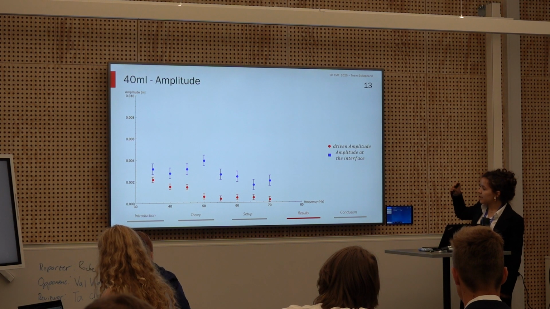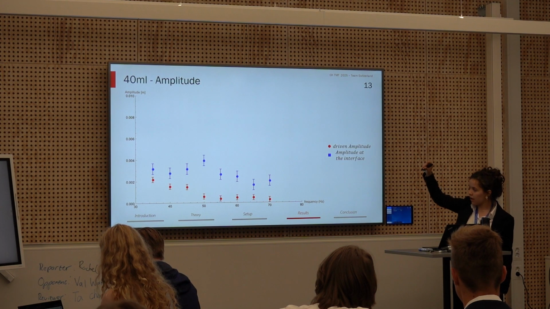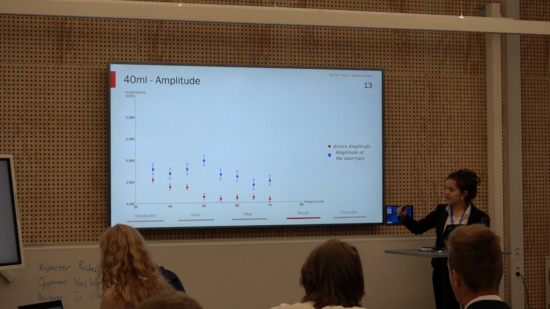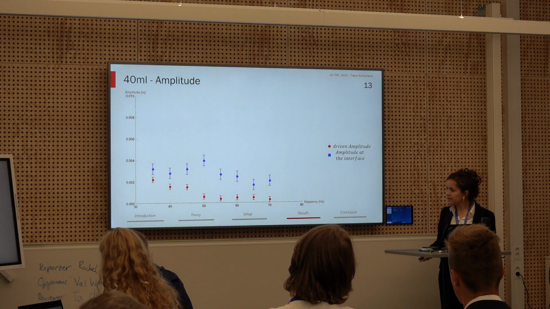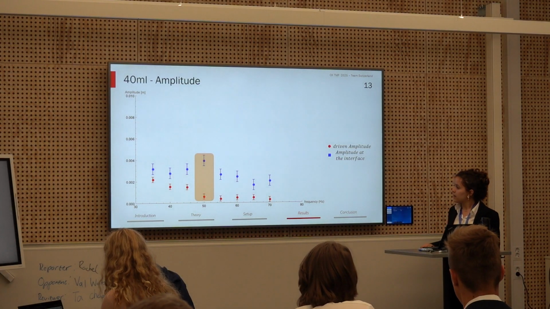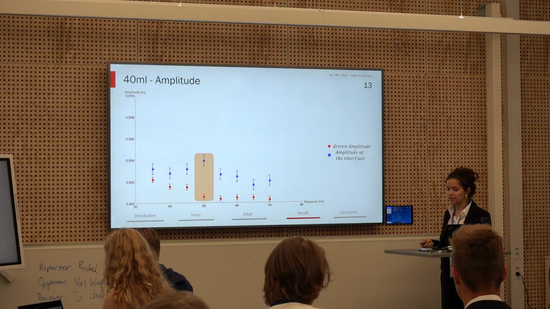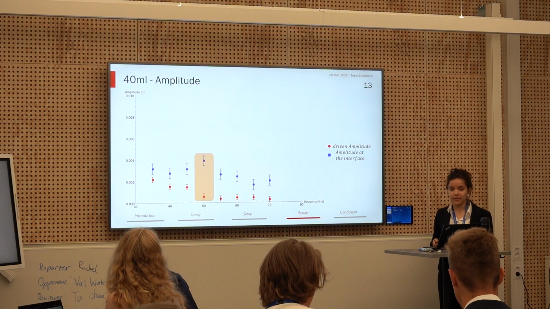And here we also measure the amplitude of the upper interface and the driven amplitude. And here again, you can see that there's a difference between those interfaces. And here again, you have a peak at around 50, so where you have the resonance.